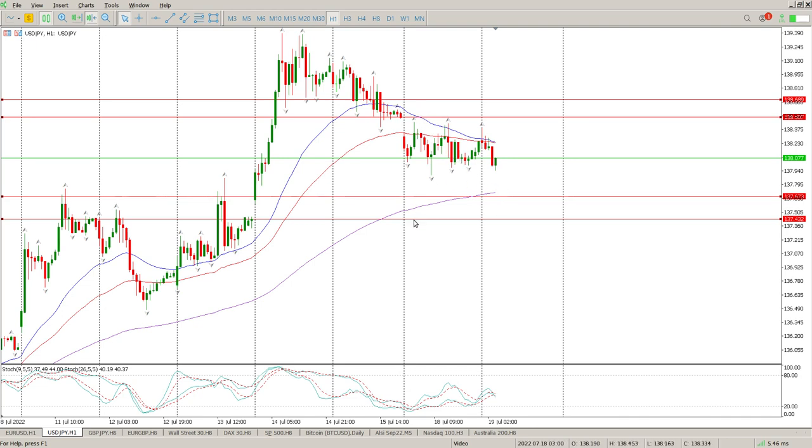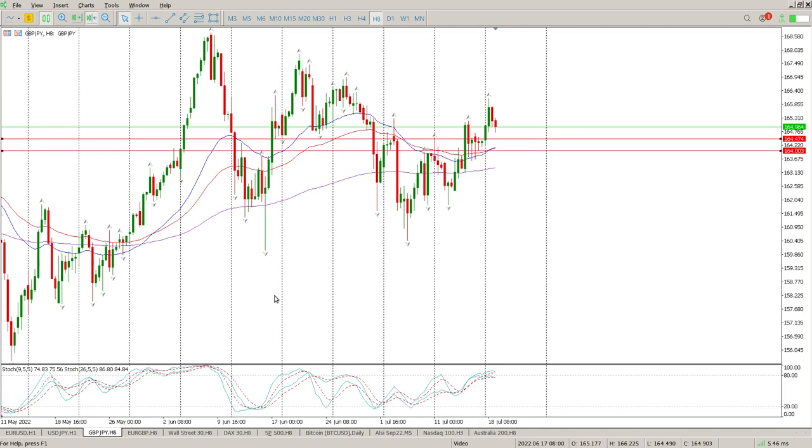I'm still of the opinion you need to wait to see what happens down here. There's no structure in this range. I'm looking at 137,673 or 137,432, to see if we can find some support down here for a continuation to the upside. So that is a sit on hands for me at the moment.